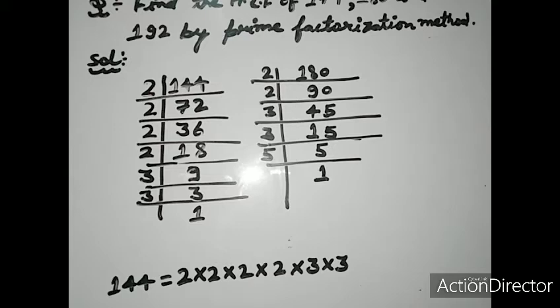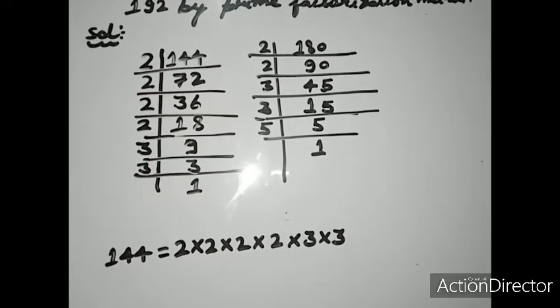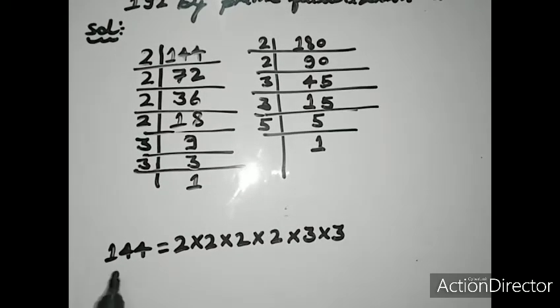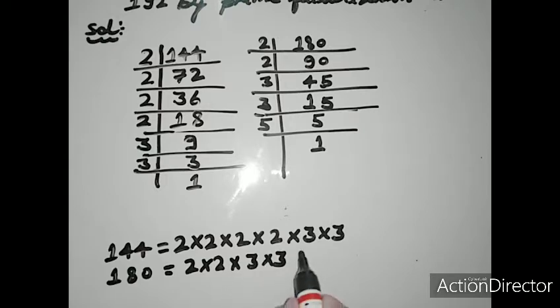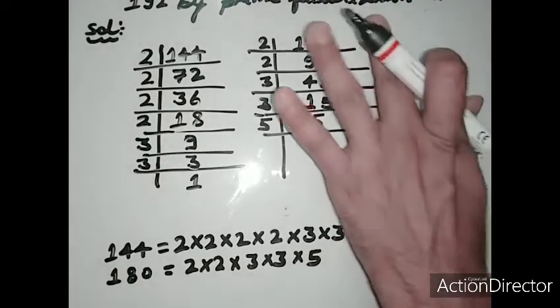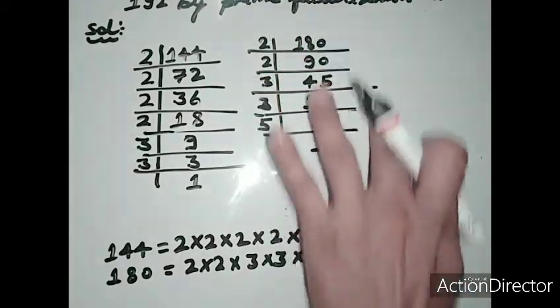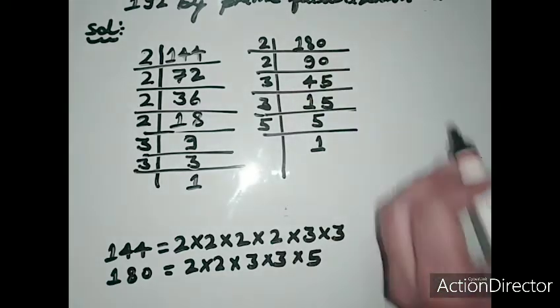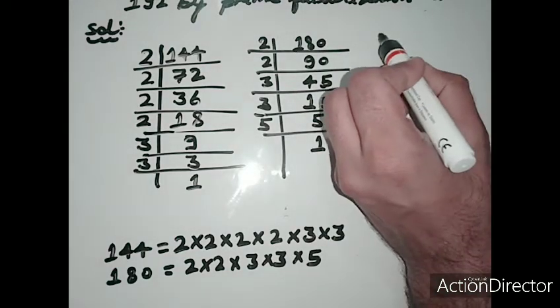Now here you write all prime factors of 180. 2 multiplied by 2 multiplied by 3 multiplied by 3 multiplied by 5. Now you find the prime factors of 192.